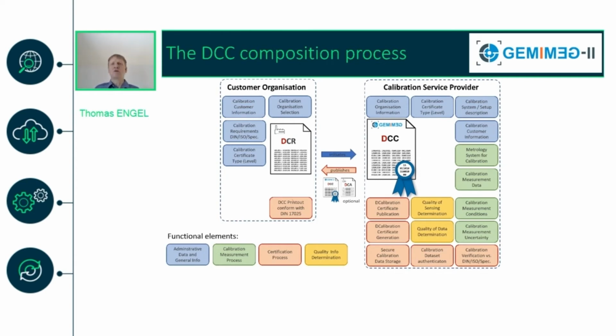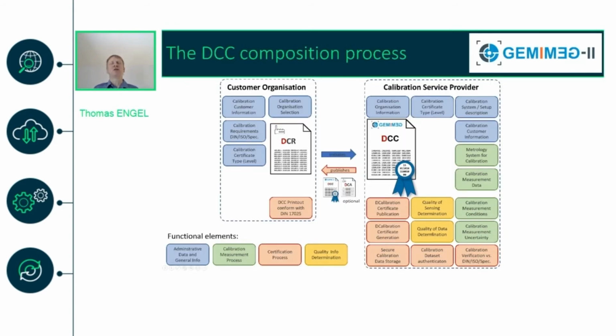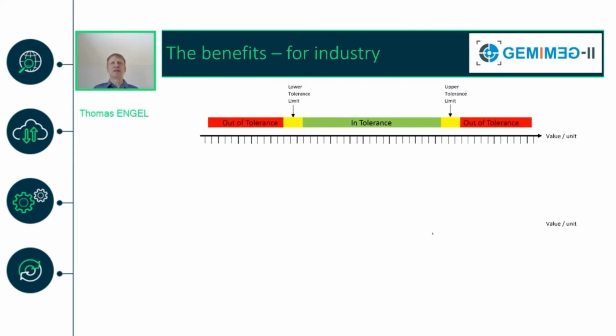And in addition to that, like I mentioned on the slide before, for the quality of sensing and quality of data, of course, we also added here the chance that quality of sensing information and determination or quality of data determination is also added in the process, which can be supplementary information in the framework of the digital calibration certificate. And then this information is also available in the production cycle in a trusted and verified manner, which is, of course, the goal of our project.